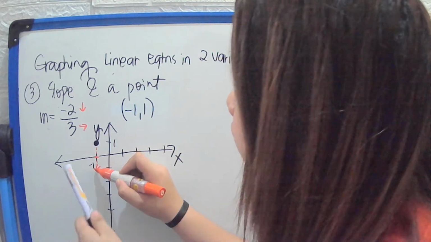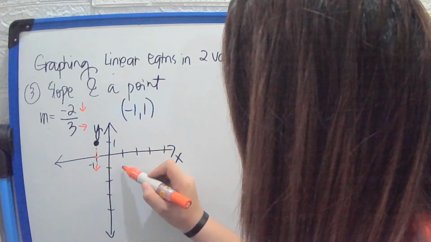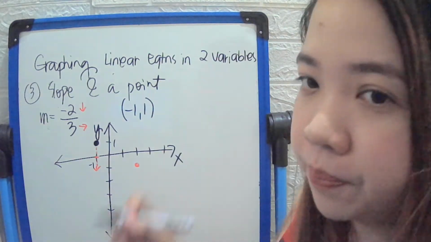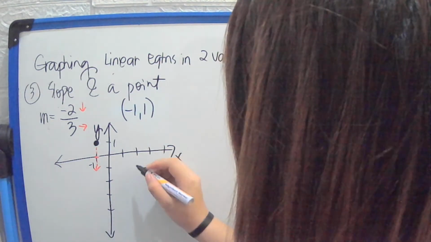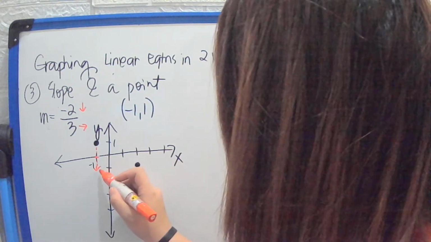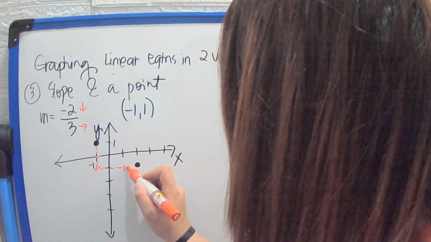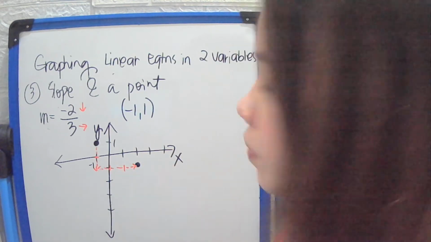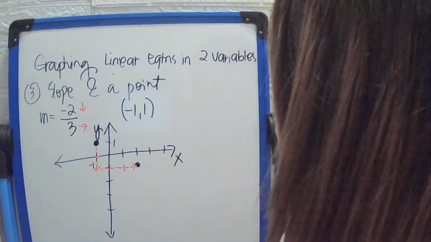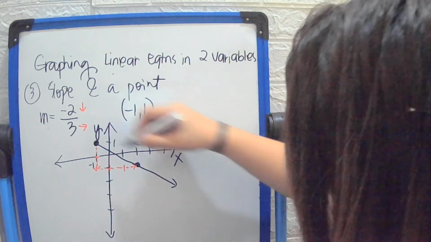So from this point, you go down 2 times. And then from this point, you go 3 times to the right. So 1 unit, 2 units, then 3 units. So your second point will be located there. So that will be here. Because from here you go 3 units to the right, so that will be 1, 2, then 3. Okay, next. So with that, we will be able to have this line.